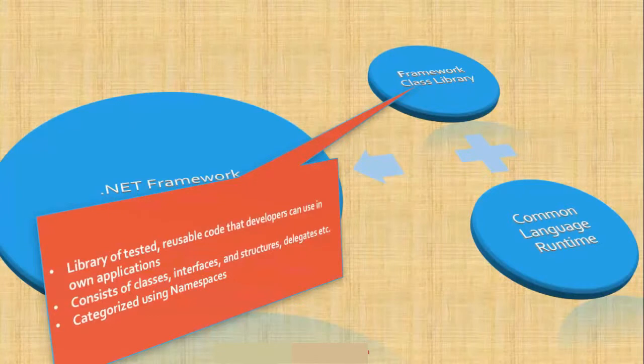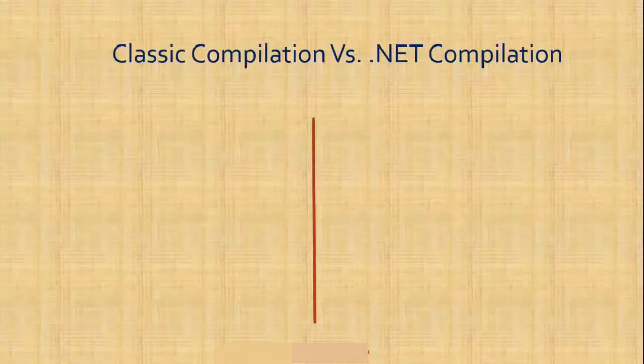Now you might have a big question in your mind: what is this execution engine? In C, C++, VB 6.0, we didn't have any execution engine. Then why do we need it in .NET? To find the answer to this question, we have to understand the difference between traditional compilation and .NET compilation. .NET compilation is different from traditional language compilation.